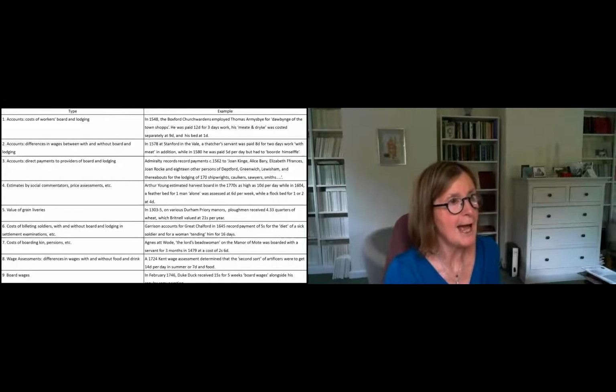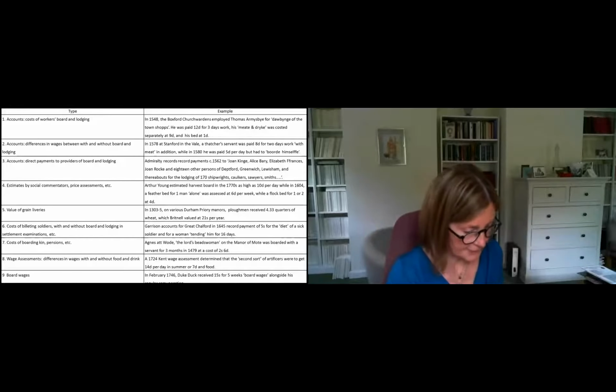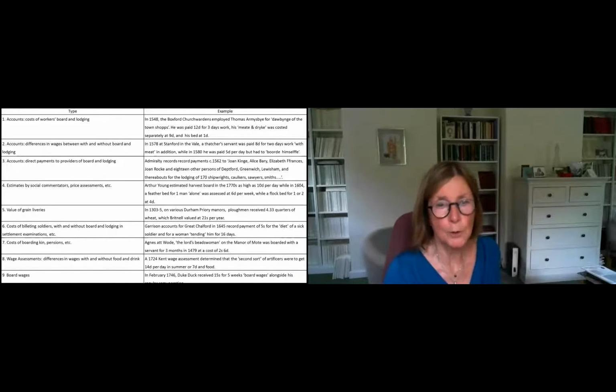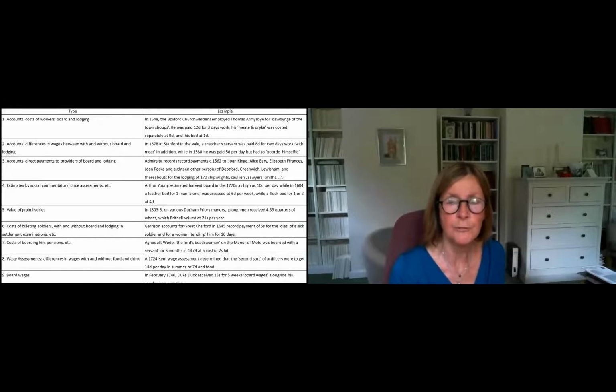The first are simple accounts: accounts of institutions, accounts of church wardens, parish accounts, accounts of employers. And these accounts, in fact, list the costs of boarding and lodging workers. Now, to modern eyes this might look a little bit strange, but if you think of what early modern and medieval England was like, with limited transport systems, workers couldn't commute. So it was often required to put them up when they came to work for you. I've given you an example here of the Boxford church wardens, who are employing a plasterer for daubing the town shops, and he's paid his wages, but he's also paid for boarding in Boxford while he's doing this work.